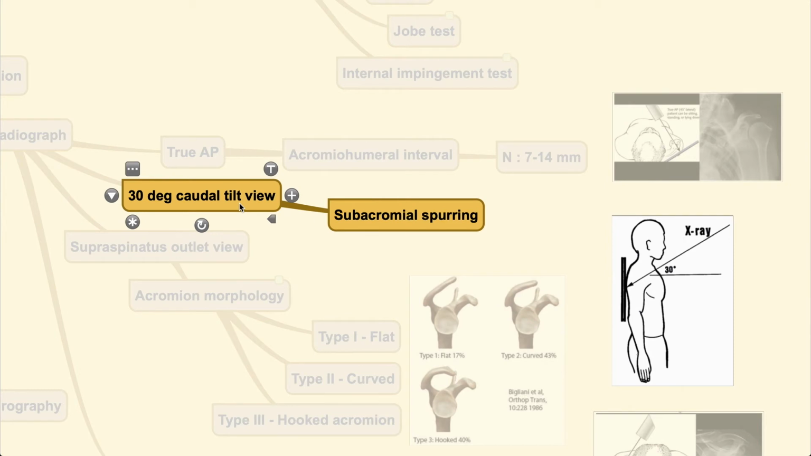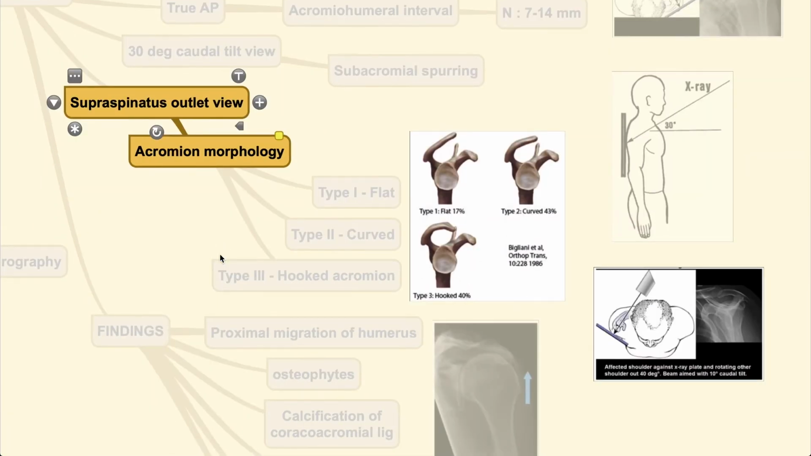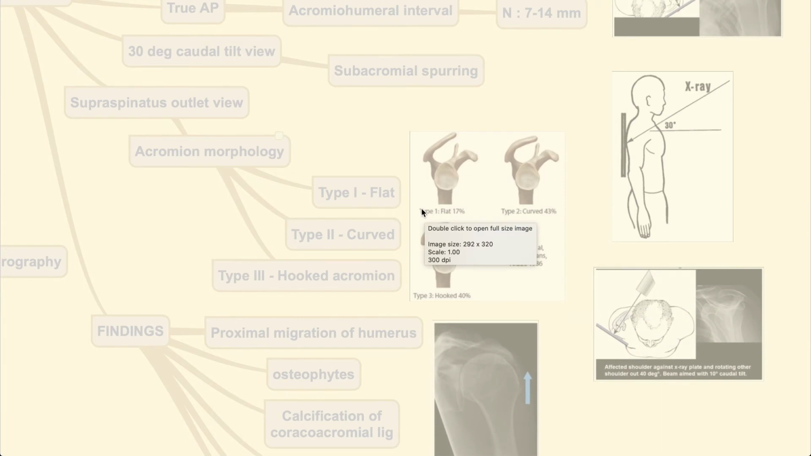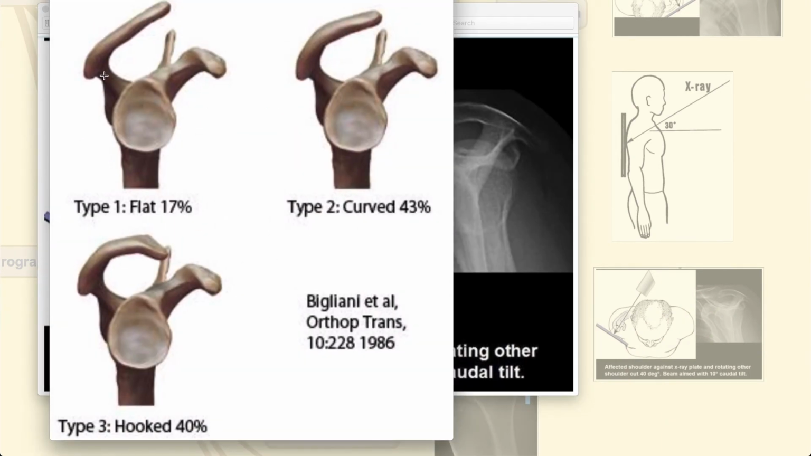And during other specific views, such as this 30-degree caudal tilt view, you could visualize evidence of spurring under the acromion. Other views may include the supraspinatus outlet view taken like this, with the beam from posterior to anterior at an angle of around 40 degrees, and the beam is angled at around 10-degree caudal tilt. And there you could visualize the shape of your acromion.